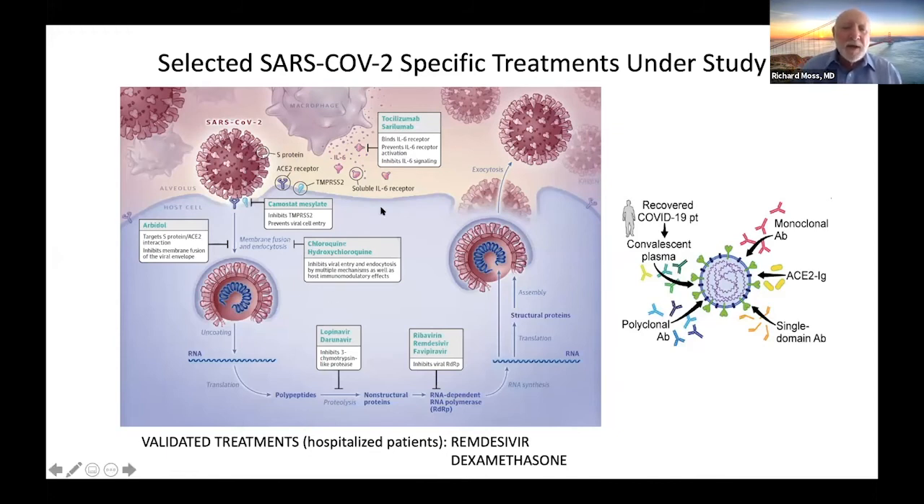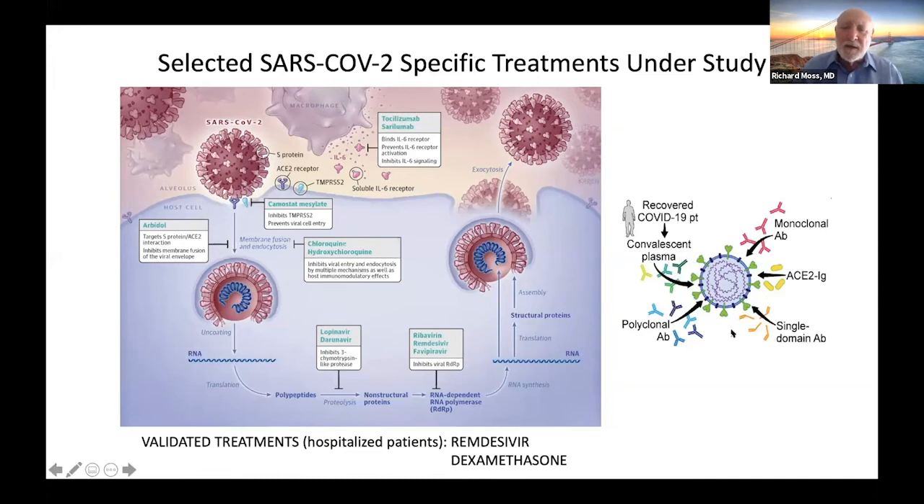The only other thing I'll mention about this particular cartoon, which came out in early March, was that hydroxychloroquine and chloroquine were under intensive study, and since then the verdict has come in. We now know quite clearly that these drugs are ineffective.